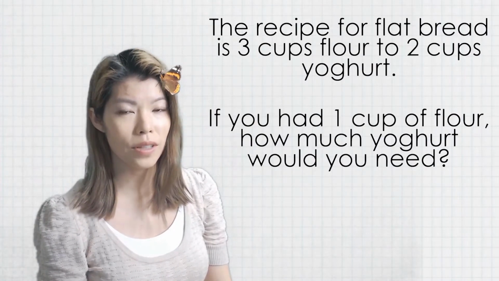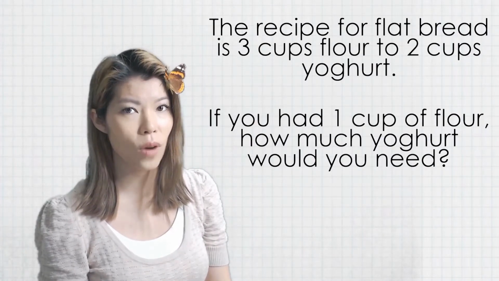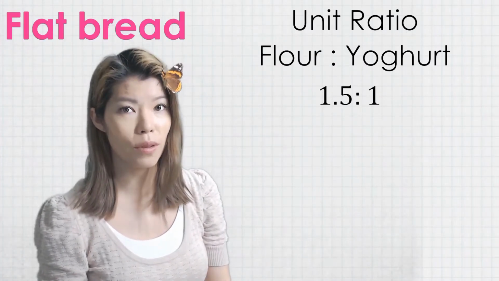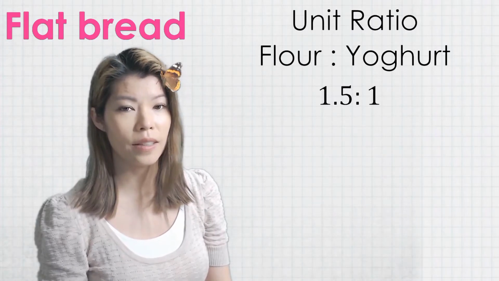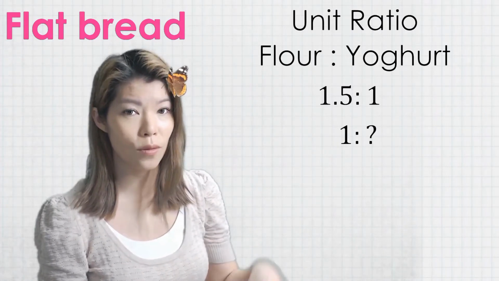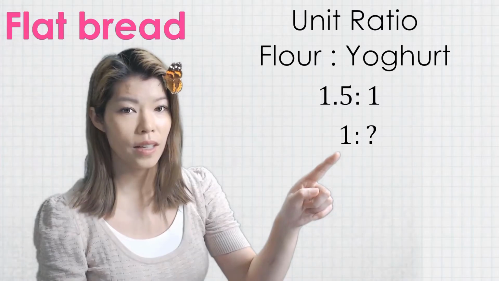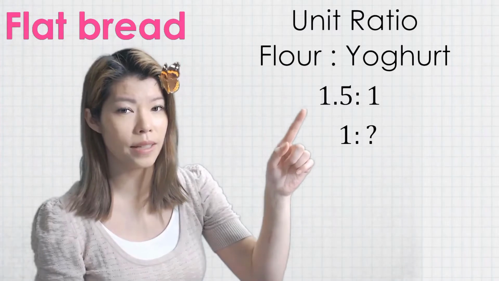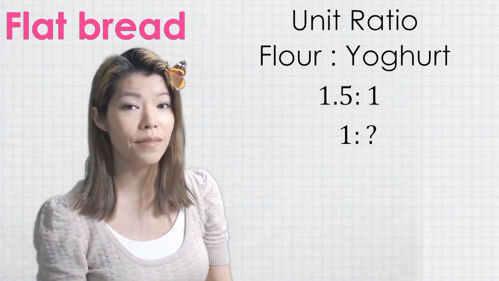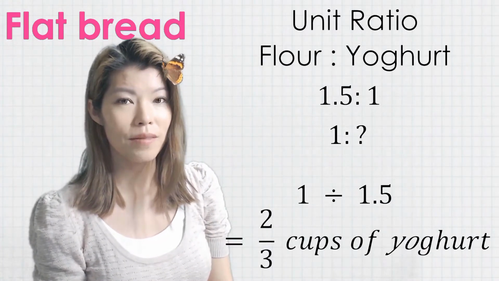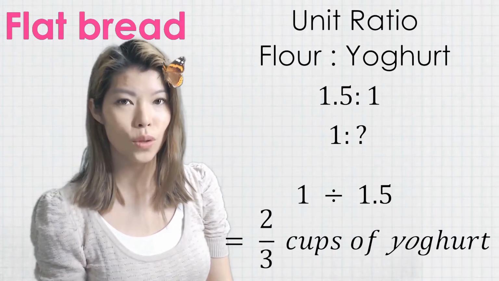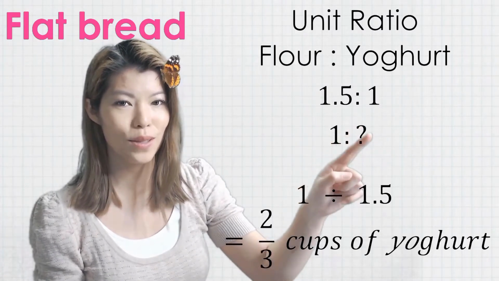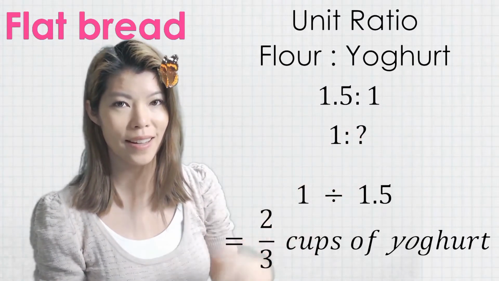What about the reverse? How would we figure out if we had 1 cup of flour, how much yogurt to use? We would write down the unit ratio 1.5 to 1. Now this time we're looking for yogurt and we have 1 cup flour. So we want to go from more to less. So do we divide or multiply by the scale factor? We divide. So 1 divided by 1.5 gives us 2/3 cups of yogurt. So double check, you should have less yogurt to flour, and that is correct.